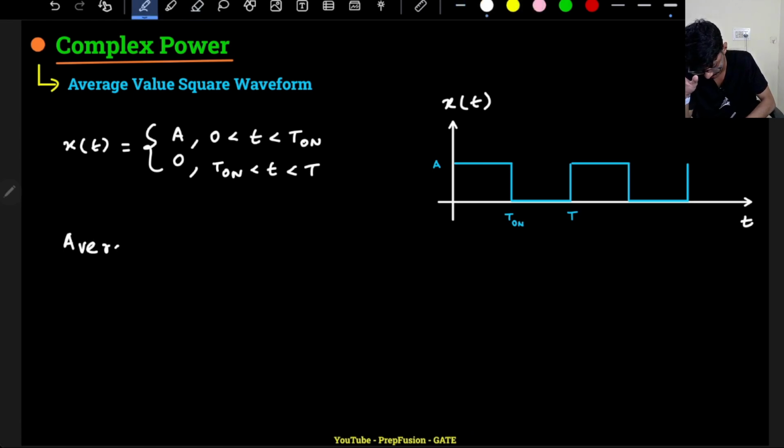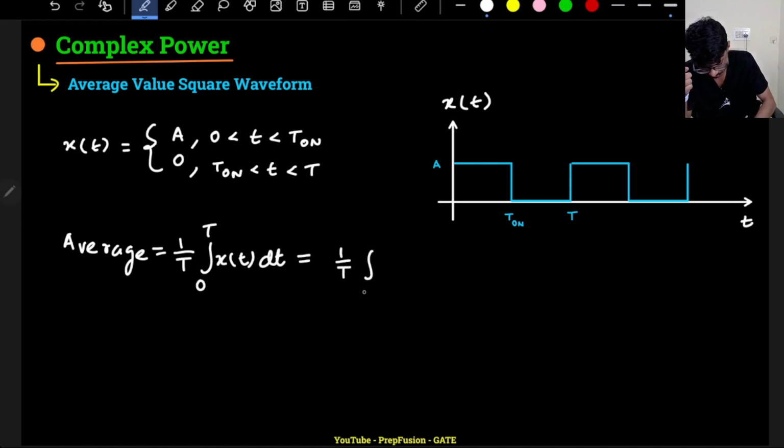Average is very simple, right? How do you calculate the average? Simply you take the mean. It is a periodic waveform, so from 0 to T of that whole signal x of t, you take the mean of that. So this will be 1 by T into the integral of x of t from 0 to T.